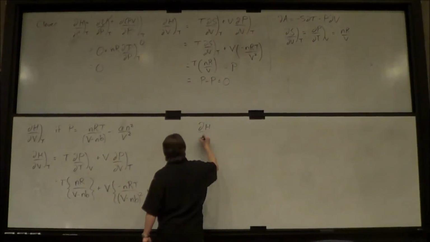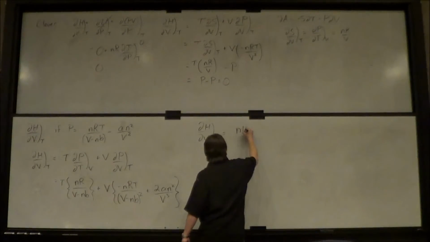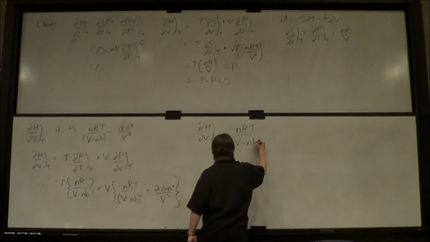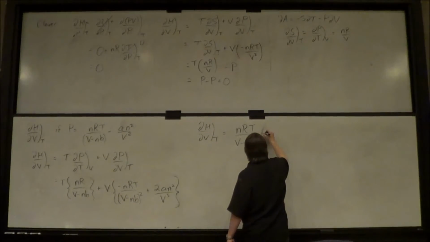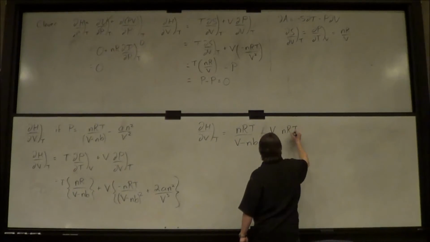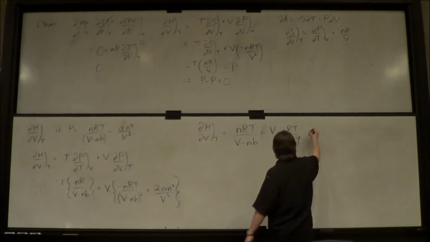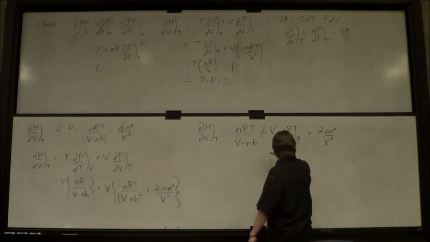This, h of b, t, is nRT. The first term has just come back, that's nice. Minus V times nRT over (V minus nb) squared, plus 2a n squared over V squared. I just distributed the V.